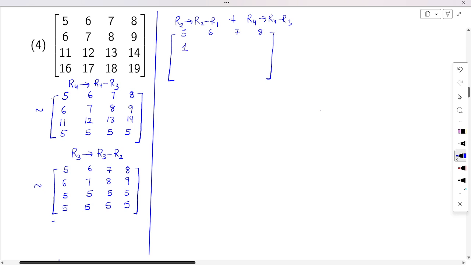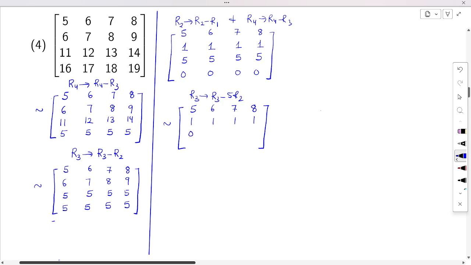6 minus 5 is 1, 7 minus 6 is 1, 8 minus 7 is 1, 9 minus 8 is 1. This is 5, 5, 5, 5. This is 0, 0, 0, and 0. On row 3, apply row 3 minus 5R2. We get 5, 6, 7, 8, 1, 1, 1, 1. This is 0, 0, 0, 0, 0, 0, 0, and 0.